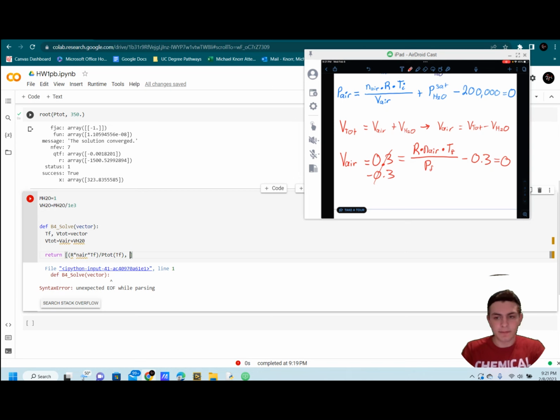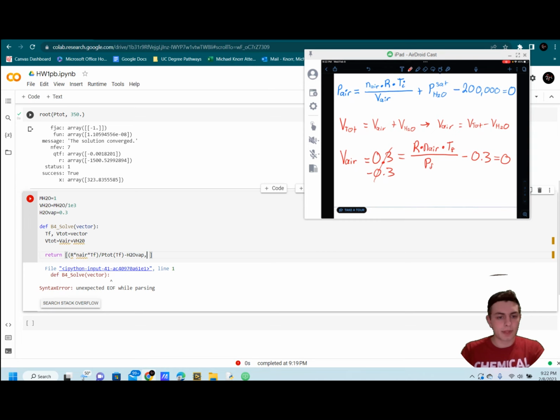Our other function here, minus, I almost forgot that we were making this a root function, which means we need to subtract our moles of water in the vapor phase. So I'll just call this water vapor, and it should be in moles for this function. And we wanted 0.3 in there.